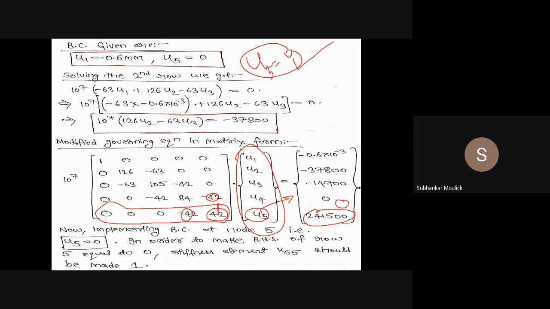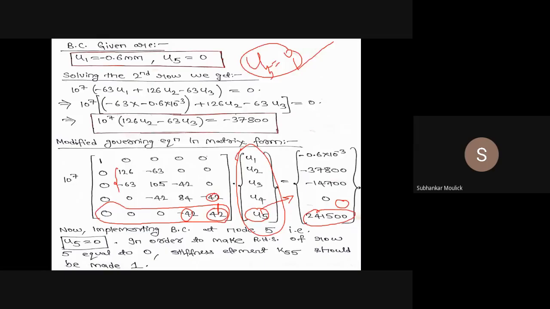Yes or no? Yes, sir. Fine. So that means, in order to use this boundary condition, that is u5 equal to 0, what I will do, this particular element will be same as it is. I will keep it same as it is. So just do it.